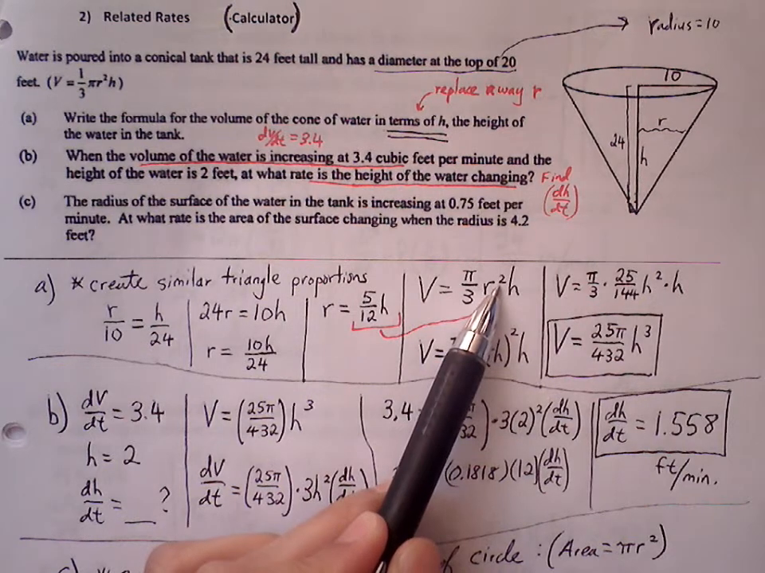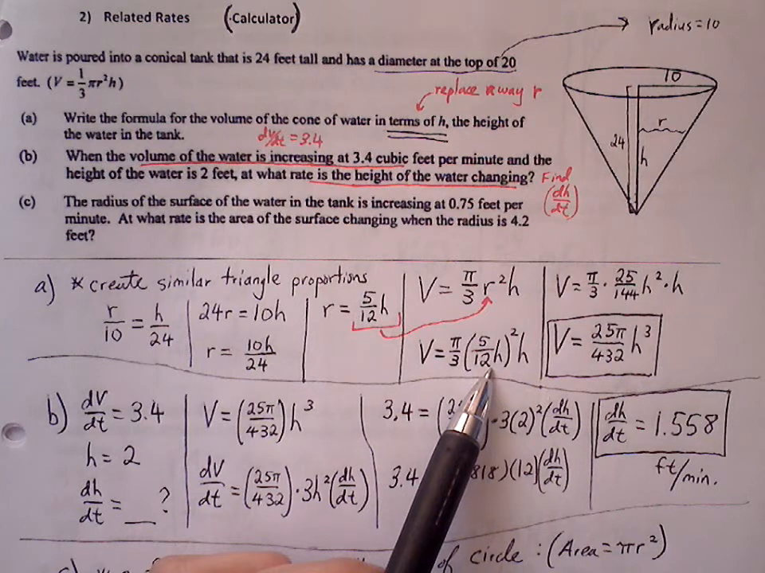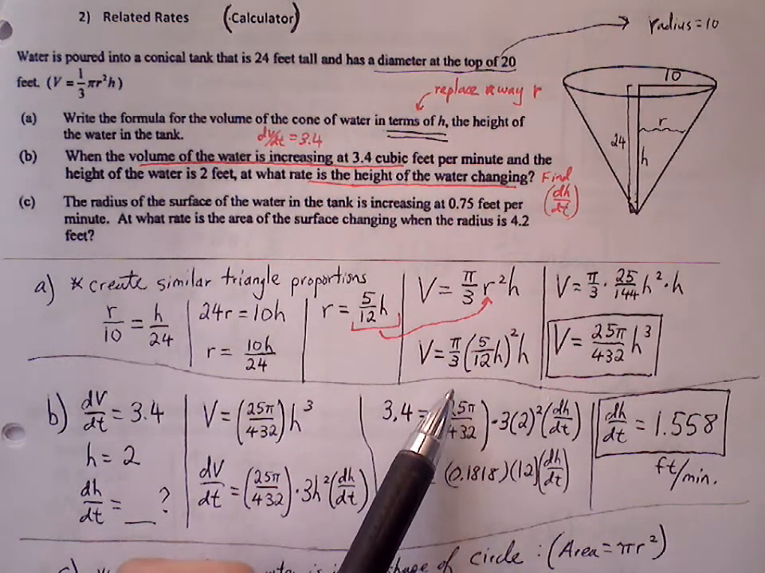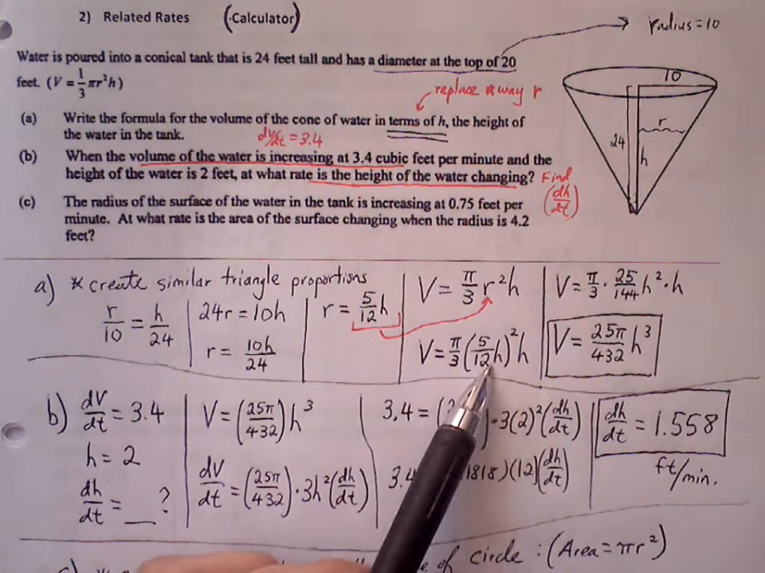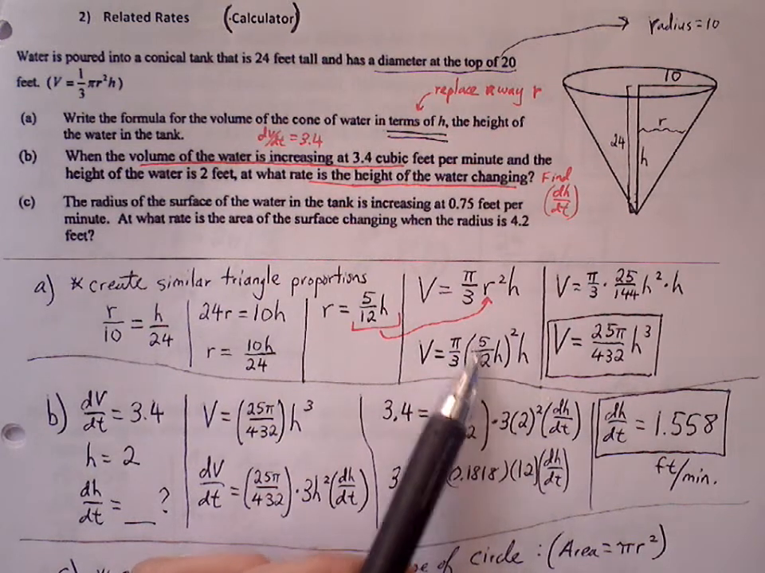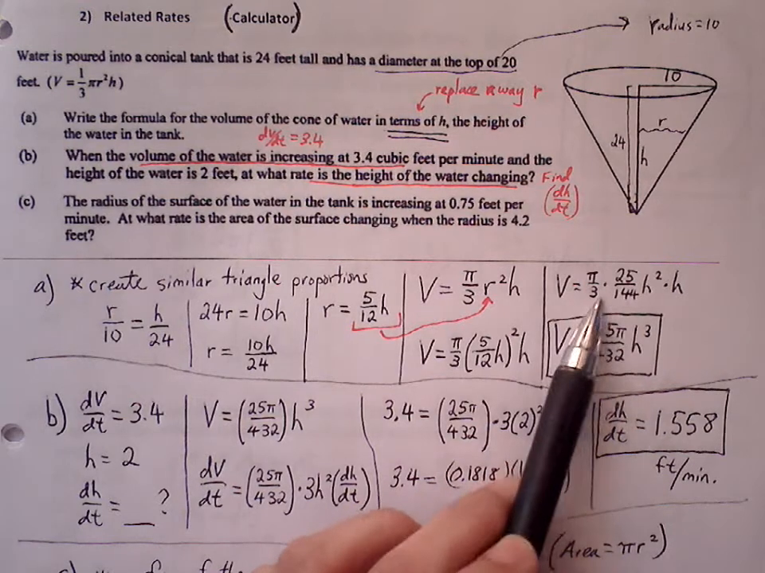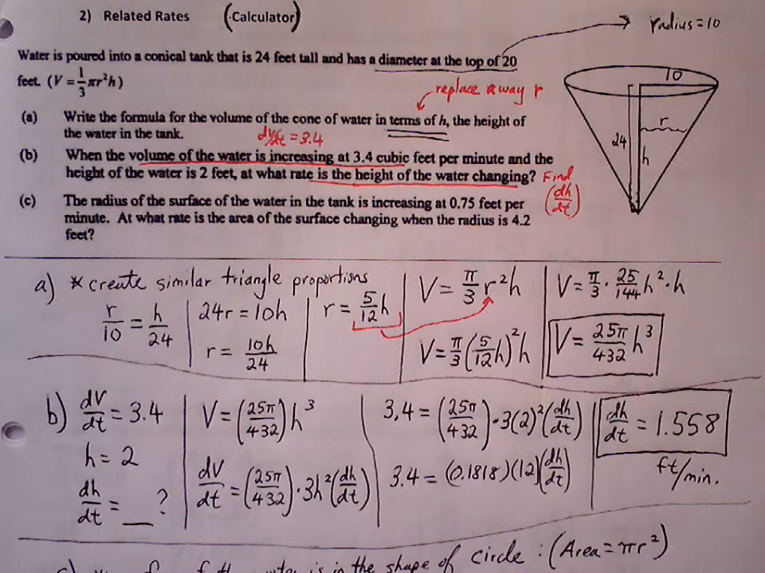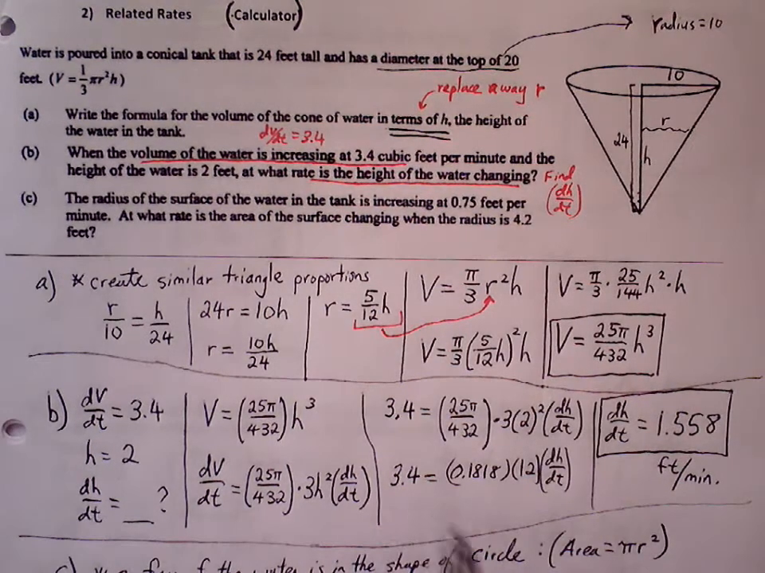Now, careful, that squared is still there, so this expression, 5 over 12 H, is going to be squared. Then let's expand this out. We can square the 5, square the 12, square the H, and we get 25 over 144 H squared, times pi over 3. Clean up the coefficient in front, multiply the H's together. We get volume equals 25 pi over 432 H cubed. We do have everything in terms of H. R has now been replaced in terms of H.